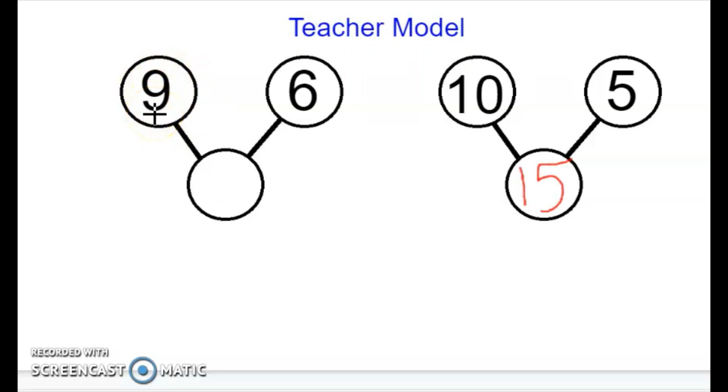Now we are going to count on 6 more because 6 is our other part. 9, 10, 11, 12, 13, 14, 15. So our total or our whole is 15.